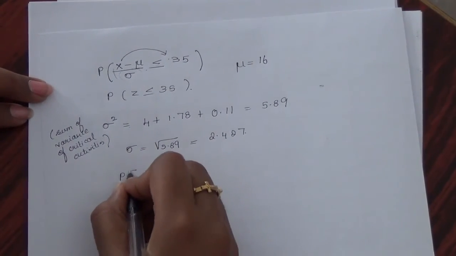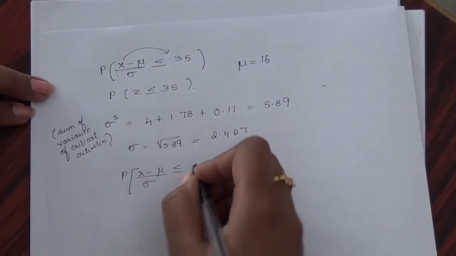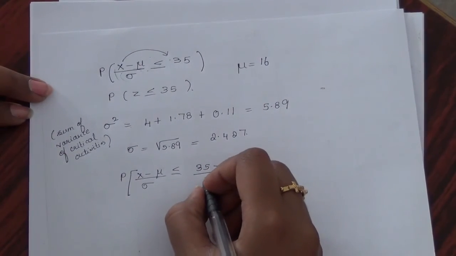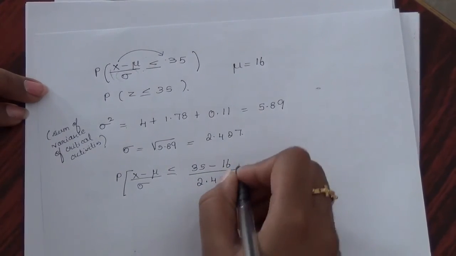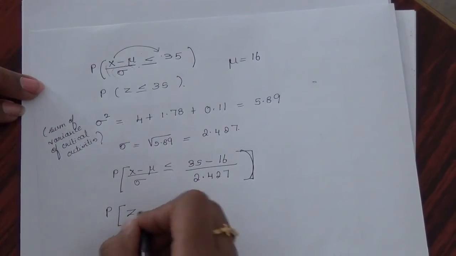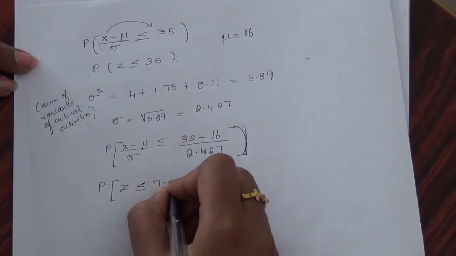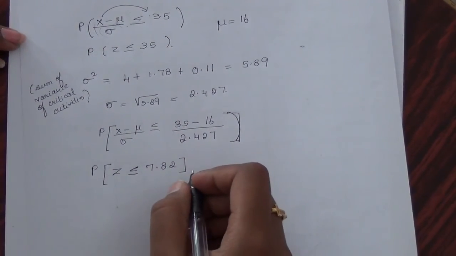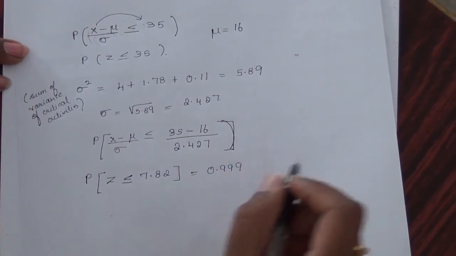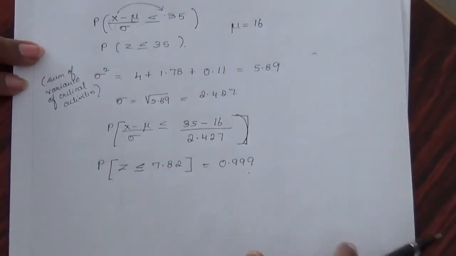So I can represent this as P of (x minus mu) by sigma, which is nothing but z, being less than or equal to (35 minus 16) divided by 2.427. By solving it you will get a value of 7.82. From the normal distribution table we will get this value, that is 0.999. So this will be the probability of completing on or before 35 weeks. Thank you.